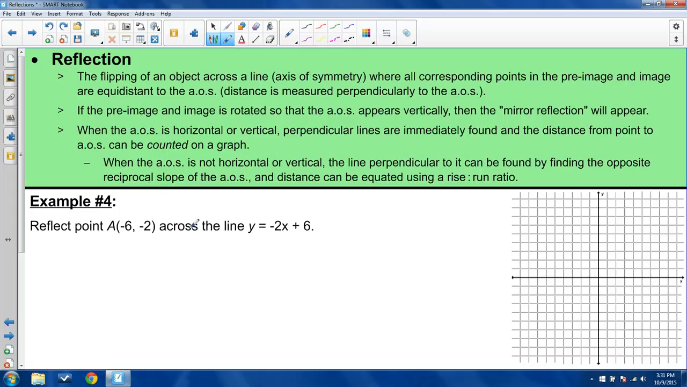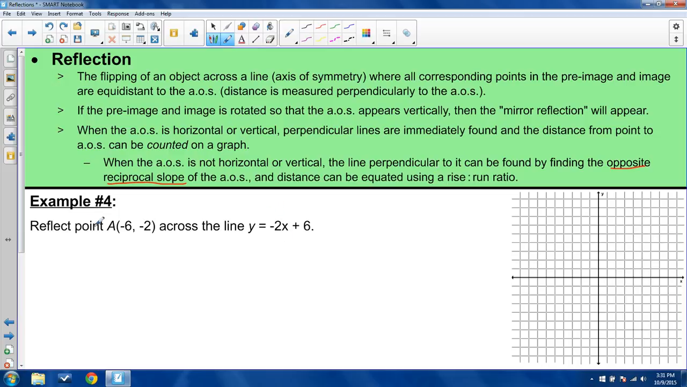Okay, the final example here that I'm going to give you is based on this highlight right here. When the axis of symmetry is not horizontal or vertical, the line perpendicular to it can be found by finding the opposite reciprocal slope of the axis of symmetry. And the distance can be equated using a rise over run ratio. I'll be sure to get back to that in just a moment.